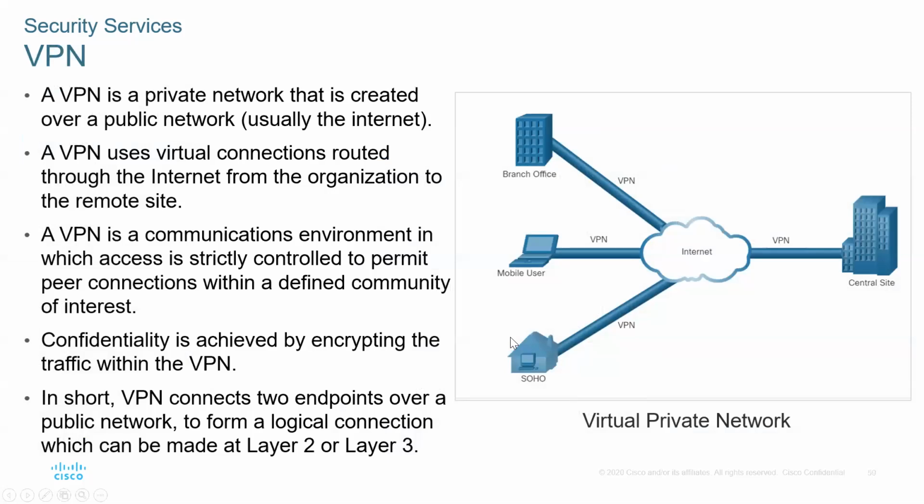VPNs are going to be a virtual network that's created over a public network, typically the internet. However, a VPN is going to allow virtual connections routed through the internet to a remote site. So if you're using this in a logical sense, if I'm at home, I can VPN into my corporate network, and that allows me to be as if I'm on that current network.